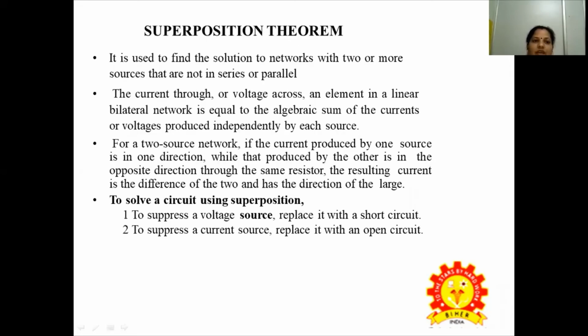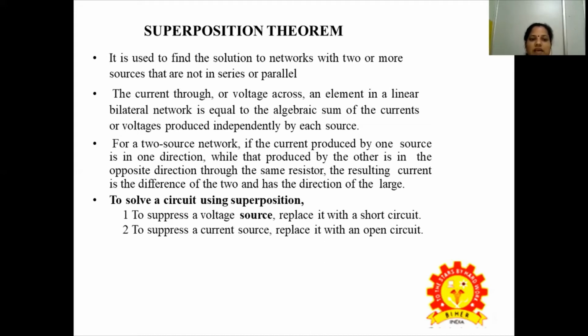The superposition theorem is used to find the solution to networks with two or more sources that are not in series or parallel. The current through, or voltage across, an element in a linear bilateral network is equal to the algebraic sum of the currents or voltages produced independently by each source. For a two source network, if the current produced by one source is in one direction while that produced by the other is in the opposite direction through the same resistor, the resulting current is the difference of the two and has the direction of the larger.